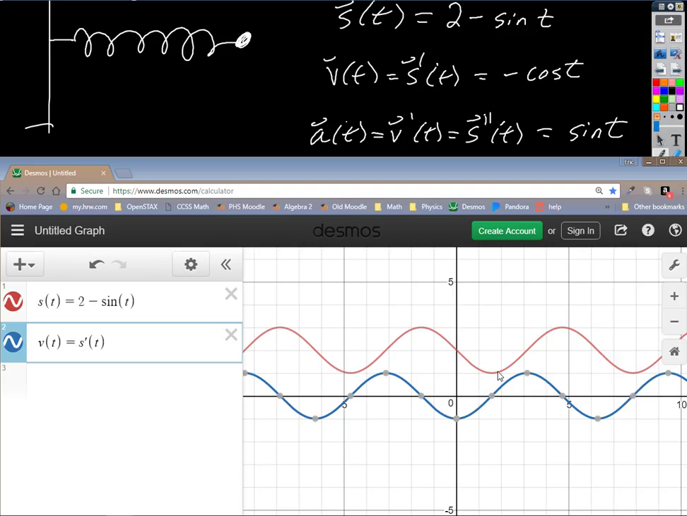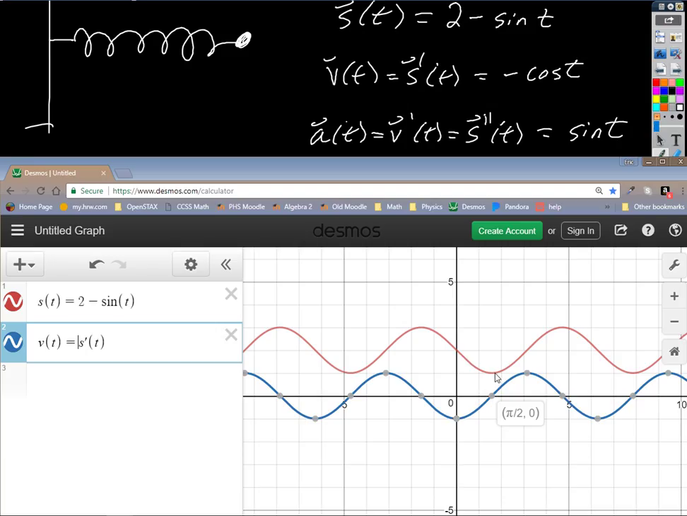Well, doesn't it do that? Look, as it gets down to its minimum position, the velocity is 0. Everybody see that? Then it springs back up to its maximum position. When it gets to its maximum position, again, the velocity is 0, right?